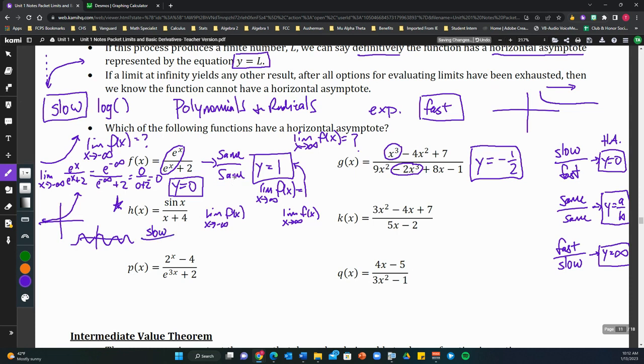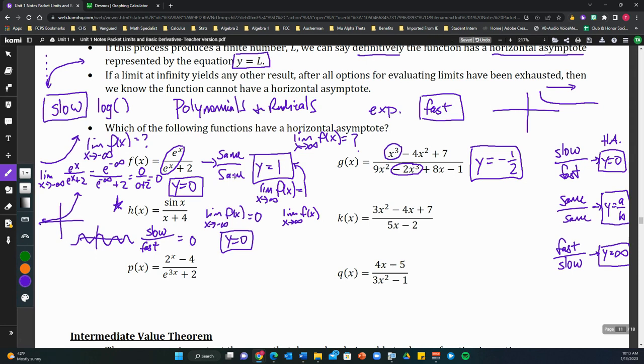And then the bottom, because sine is always bouncing between -1 and 1, it's always going to be slower than any other function that we compare it to, because as long as the other thing's value is growing past a value of 1 or -1, then it's going to be bigger in size. So x plus 4 would be a fast function. In this case, slow over fast means that we are approaching a value of y equals 0. So we have at least one horizontal asymptote.